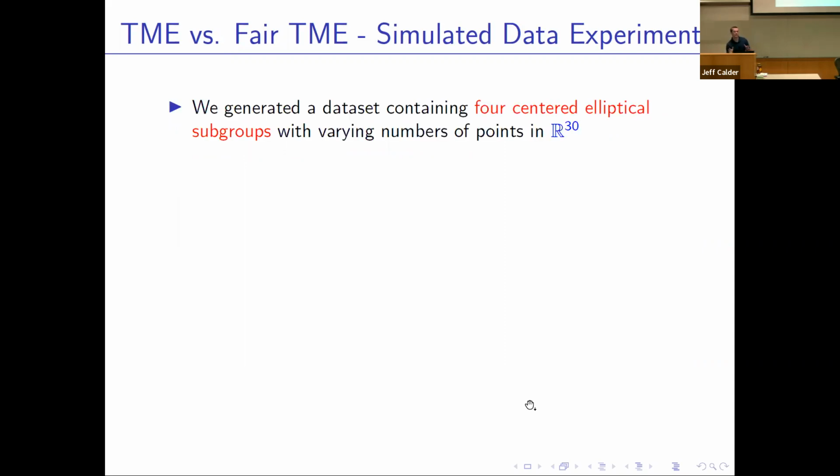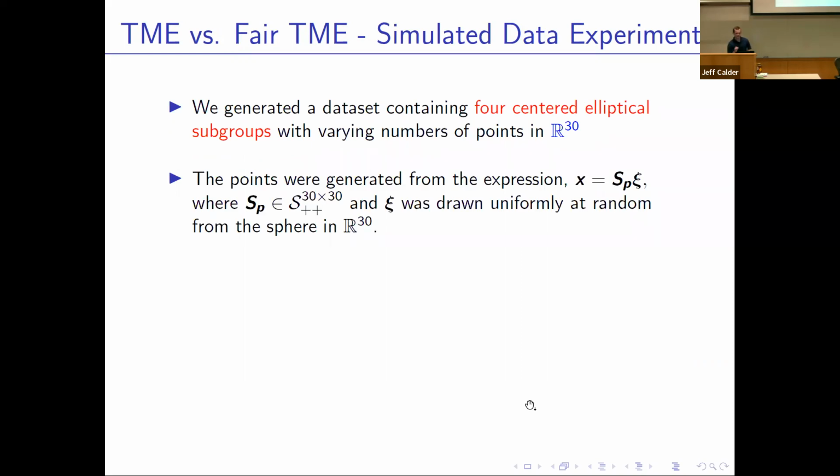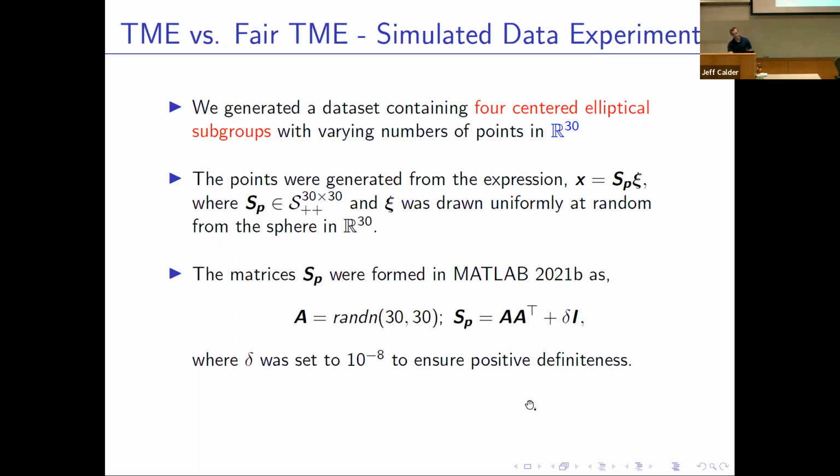So we dealt with simulated data and real data experiments. In the simulated data, I had, say, 4 centered elliptical subgroups, and I drew them all from R^30. So not a very large dimensional problem. They were all generated in the following fashion: I have a positive definite matrix S_p, and I have uniformly drawn random variables from the sphere in R^30. I'm just doing this matrix multiplication to generate points X that are in my data set. And I have subgroups that contain 50, 75, 100, 200 data points.